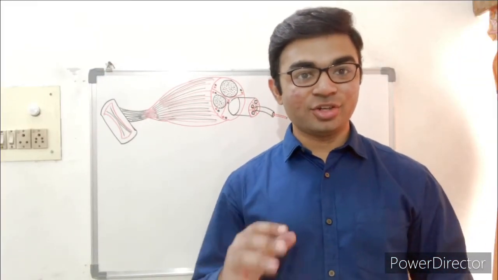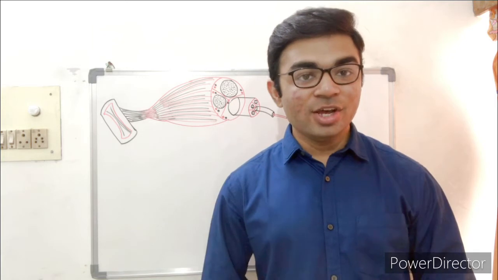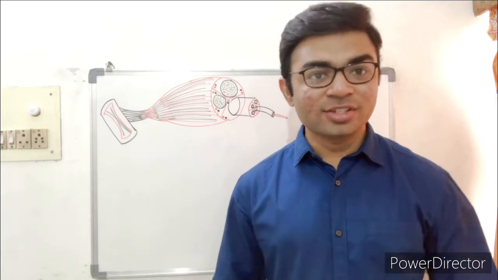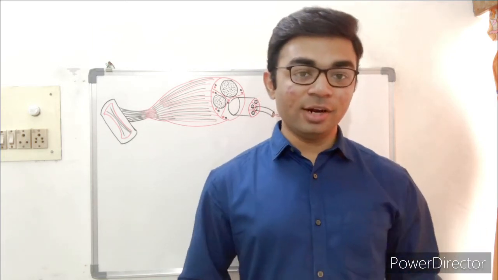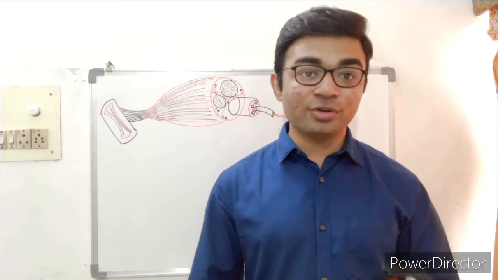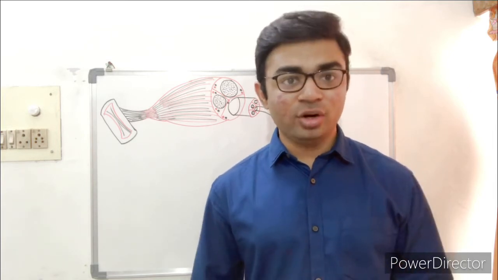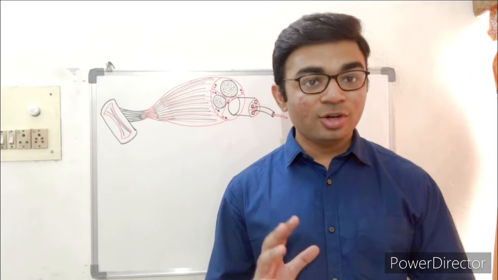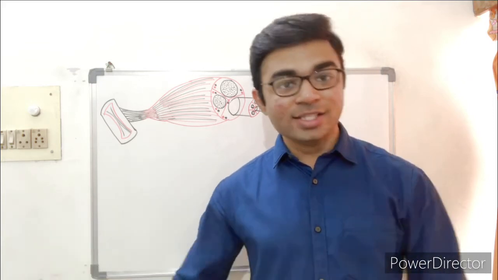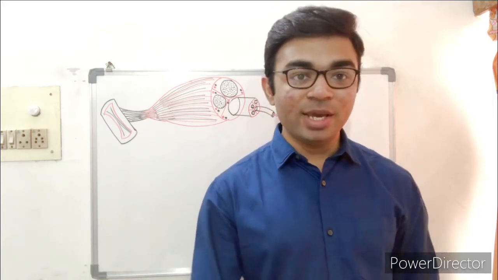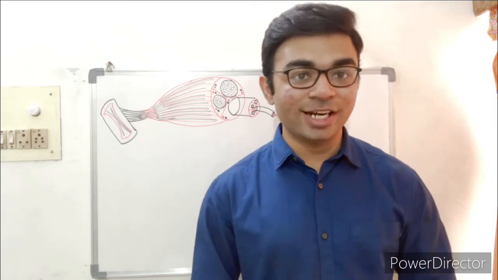Today's topic is structure of skeletal muscles. As we know, there are more than 600 muscles present in our body, and they are responsible for producing movement at different joints. So in order to understand those activities, we must focus on the basics, that is, the structure of a skeletal muscle.